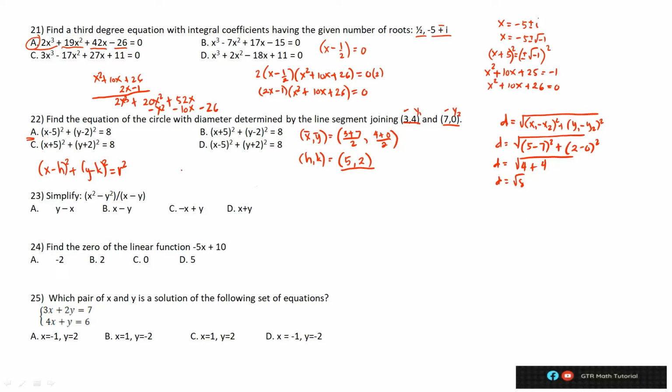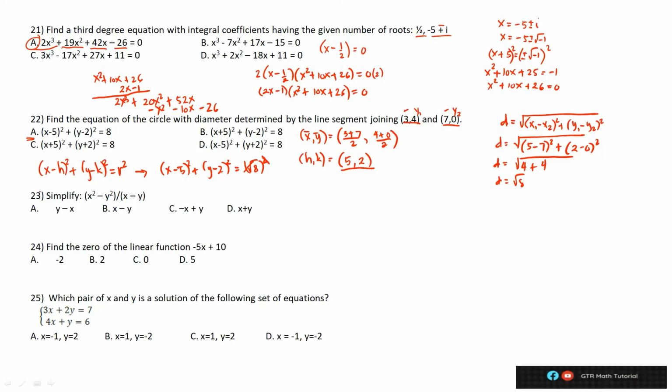So pag sinubstitute natin, substitute lang natin dito. So therefore, we have x minus h, so that is 5, squared plus y minus 2 squared equals r, which is square root of 8, squared. So syempre, makakancel na itong square root tsaka square, so matira na lang ay 8. So therefore, the answer is x minus 5 squared plus y minus 2 squared equals 8. So yun yung sagot, letter A.